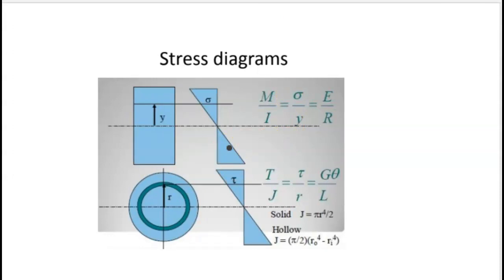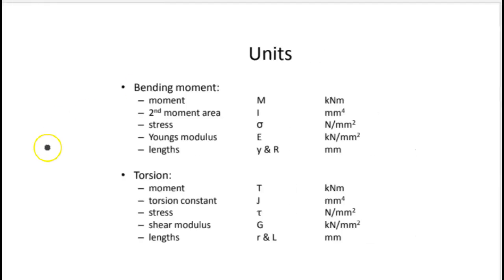Now, when we try to apply a torsion, the shear diagram looks like that. Yeah, this is how the shear diagram is going to look like. We will discuss that in detail. Again, just to give you some units and what's meant by each and every symbol.